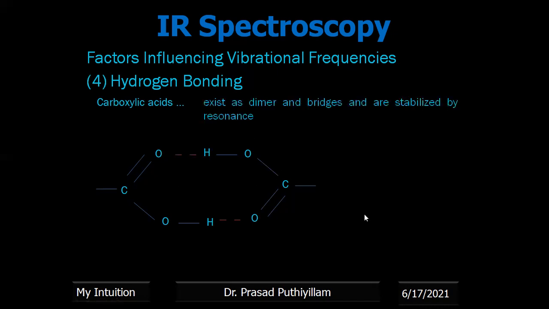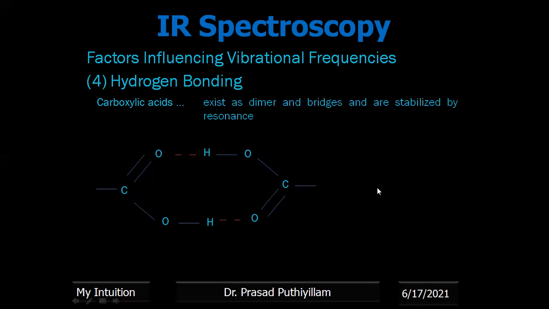So it exists as a dimer with bridges, and is further stabilized by resonance, because through electron movement the pi electrons can move to oxygen, and the lone pair of electrons present on oxygen will participate in resonance. Here the oxygen has a lone pair of electrons, and this side also has an oxygen with a lone pair. It can participate in resonance. You can draw the resonating structure also, then put it in a square bracket. You can even draw the resonating structure.